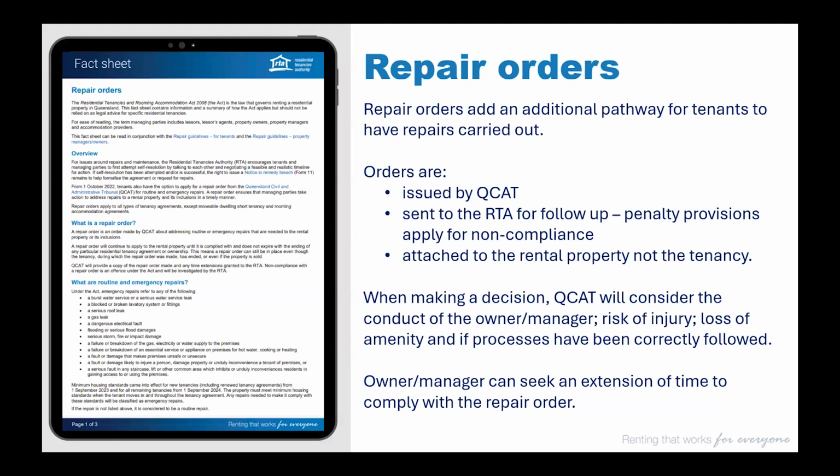Now, the parties to the repair order are responsible for obtaining all key information and details from QCAT in relation to the repair order, and it is worth noting that if a repair order is not complied with, penalty provisions apply and the RTA can investigate. We encourage the parties to access the repair order fact sheet for all the details regarding the process. So as we've heard, both parties have responsibility when it comes to repairs and maintenance. The tenant should notify the property manager or owner promptly of any repair issues, and the property manager or owner should attend to repairs in a timely manner. We encourage all parties to communicate throughout the process, and as I mentioned earlier, understand that there may need to be some give and take along the way.